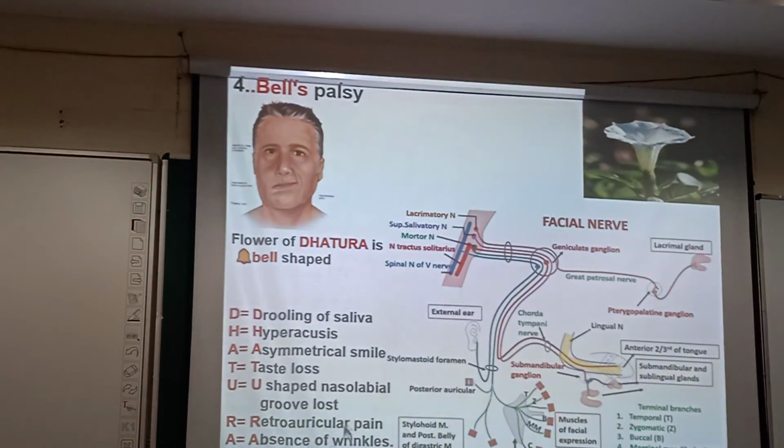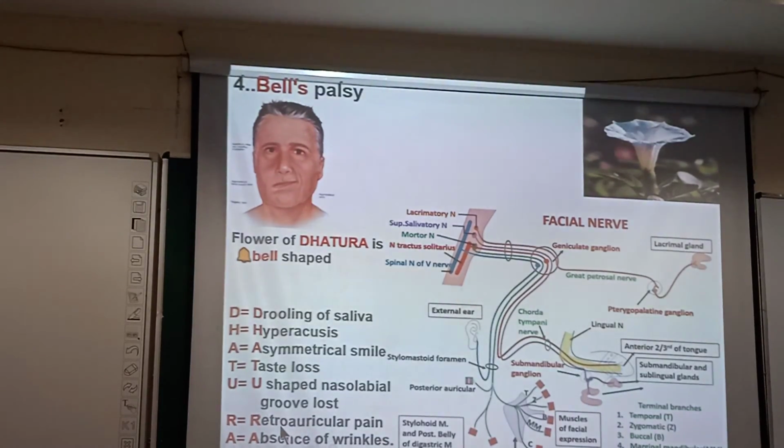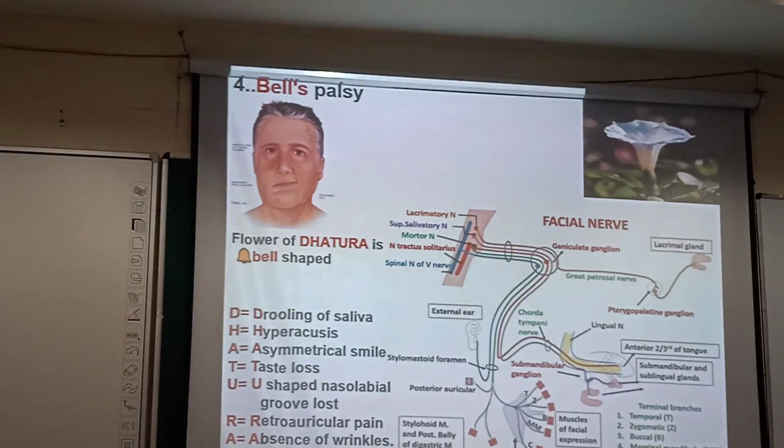Retroauricular pain. When some cranial nerve gets involved, there are two types of symptoms. First, there is exaggeration, and then it becomes senseless. So the person will complain of pain in the retroauricular area. And then the last one, Dhatura, A for absence of wrinkles, because corrugator supercilii and procerus are not working, that will lead to absence of wrinkles.